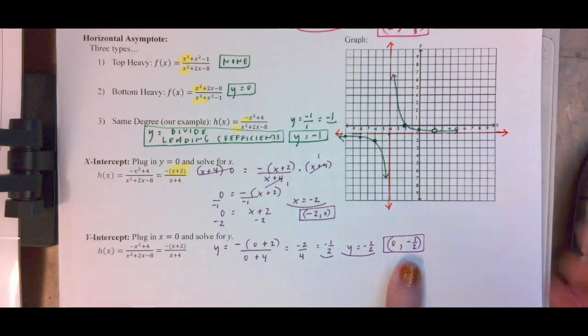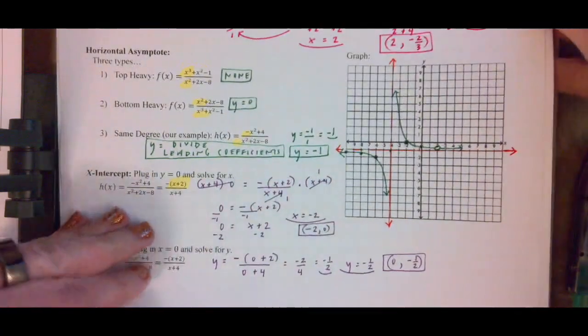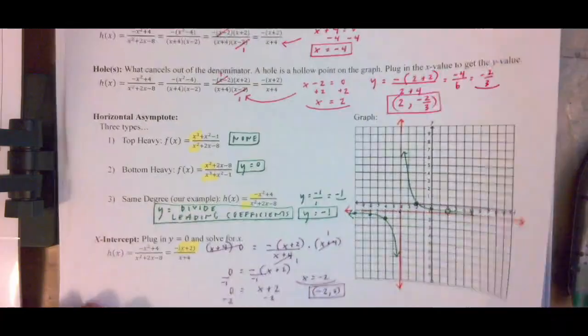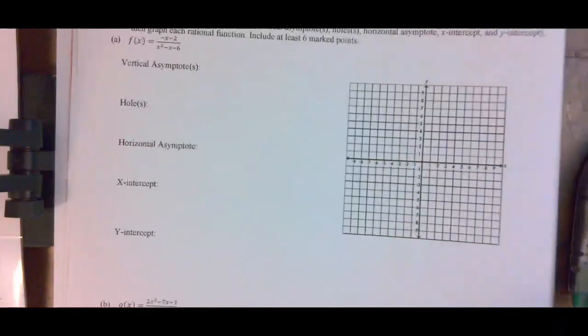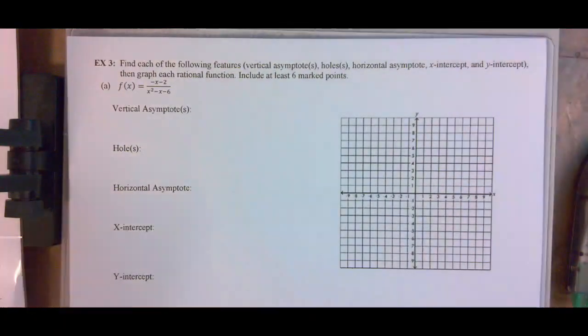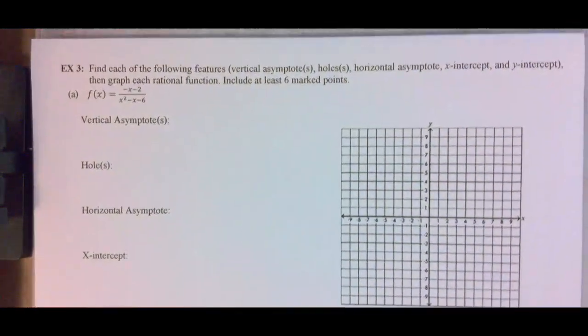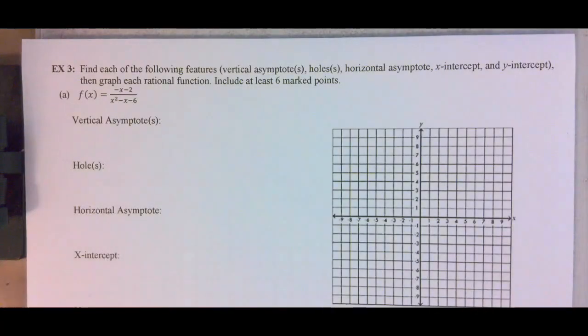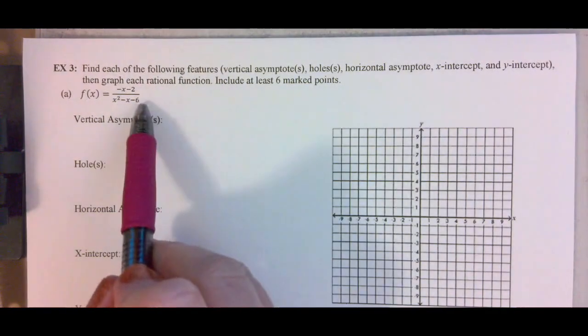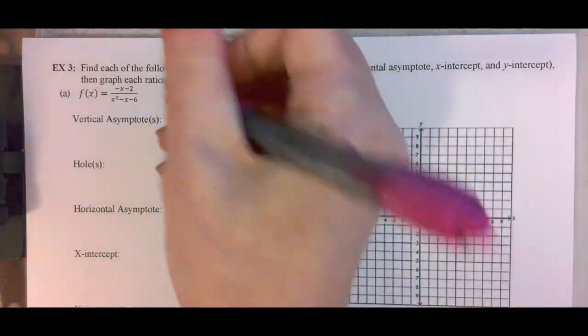All right, let's do it again. Flip it over. Okay, so here, same idea, and I'll keep it zoomed in as close as I can so we can see all the things. Okay, so find each of the following features, they're all listed, and then graph it, include at least 6 marked points. So my first thing I have to do is factor this down.